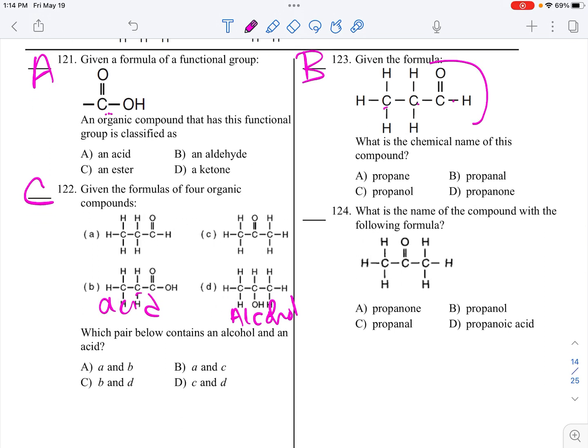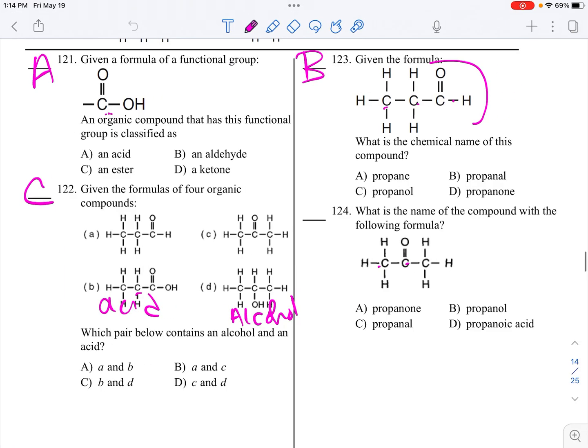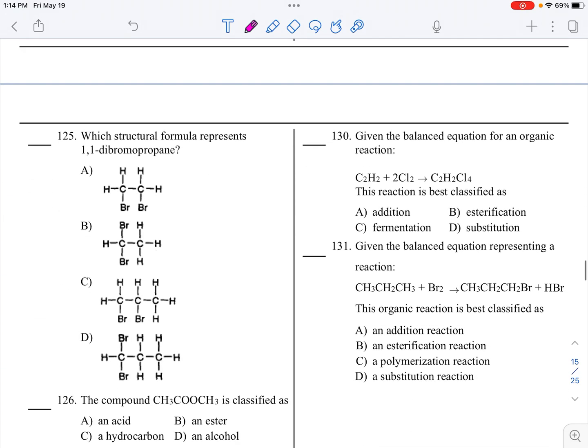Name this methethprop, C double bonded O, but it's somewhere in the middle of the chain now. So if you're in the middle of the chain, it's called a ketone. So propanone. There we go.